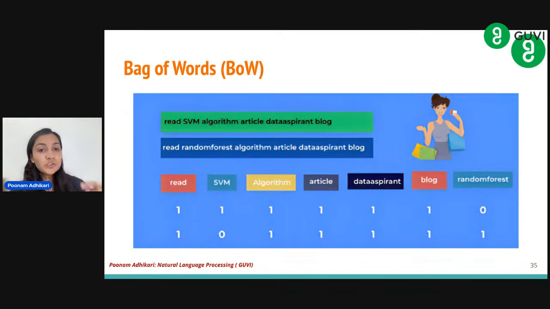Now, this first row represents the first document: how many times a given word is appearing. That means how many times the word read is appearing, how many times the word SVM is appearing, how many times the word algorithm is appearing. Only once. The word random forest is not appearing in the first text, so we are writing 0 there. The word SVM is not appearing in the second text, or the second document, so we are writing 0 there.